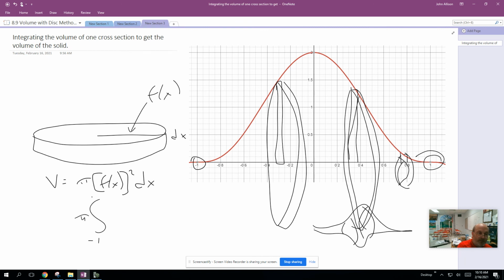Bring the pi outside because it's a constant. We would be integrating f of x squared dx from -1 to 1. And that's how we're going to end up generating these solids, getting the volume of these solids. This is going to be the volume of the entire solid when we evaluate this definite integral. That's how we're going to end up getting the volume of these solids that are created by rotating a curve around the x or the y axis.